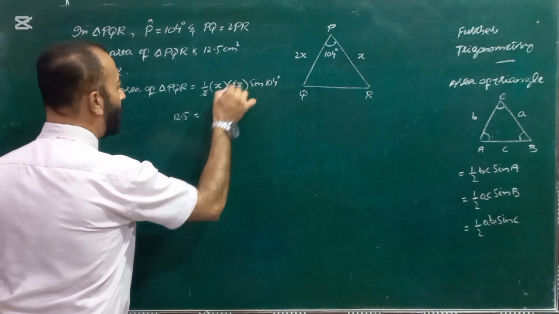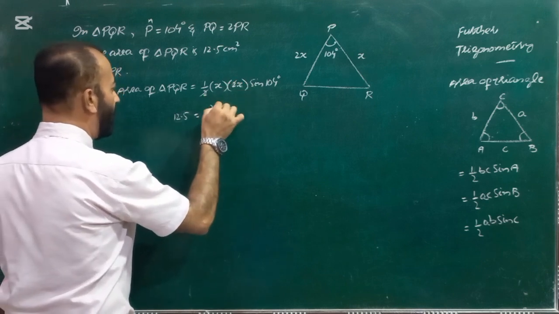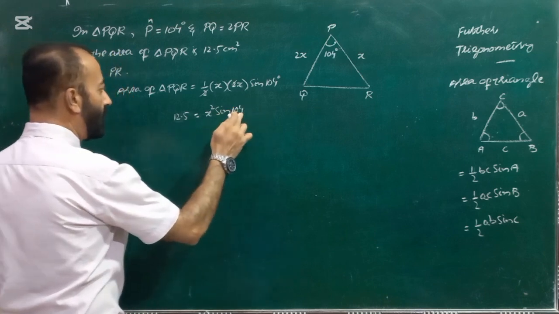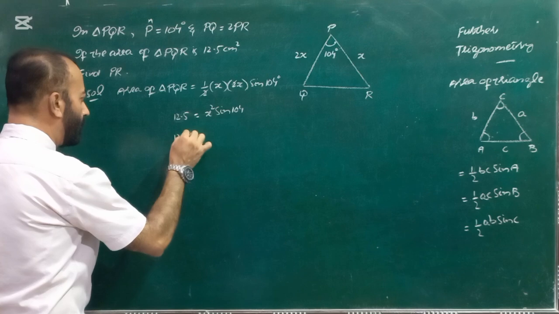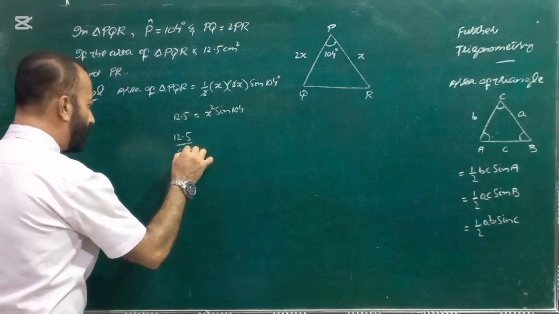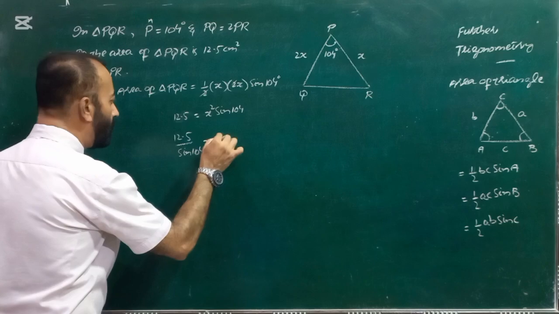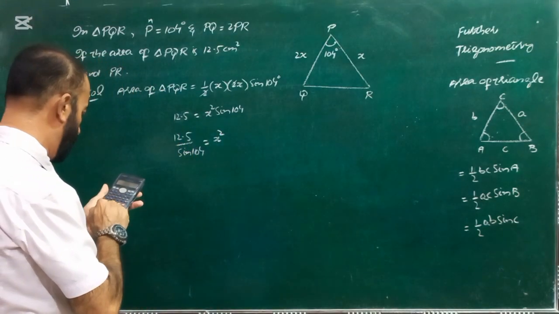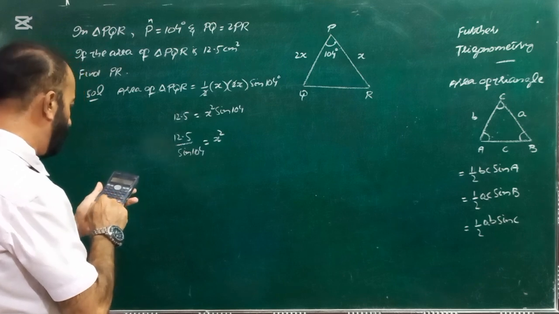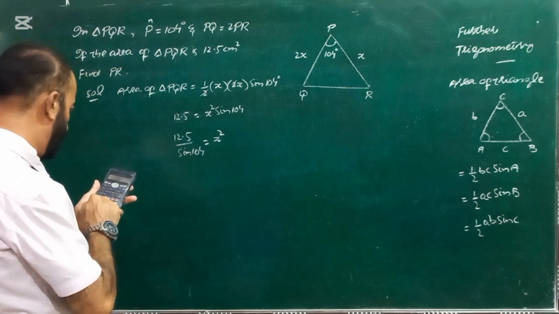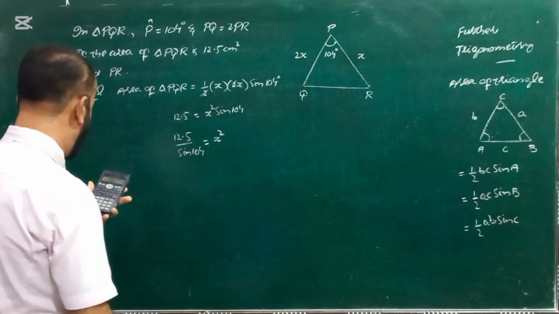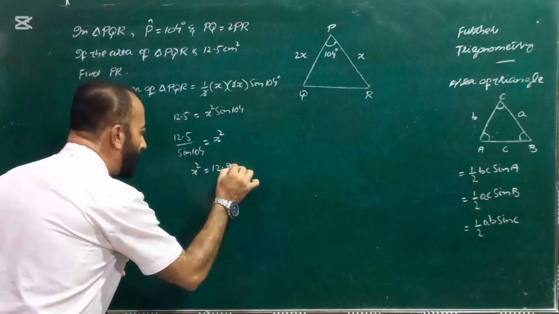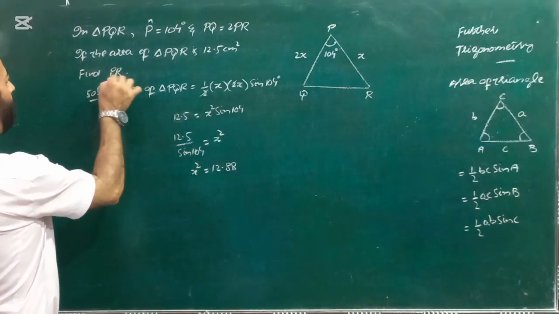Okay, this 2 will be cancelled by this. So x square sine 104 is given on the right hand side. Okay, this sine 104 will come to the denominator of the 12.5, will be equal to x square, and from here you can find the value of x square, that is 12.5 divided by sine 104. So the answer is 12.88. So x square is 12.88. Now the requirement is find PR.